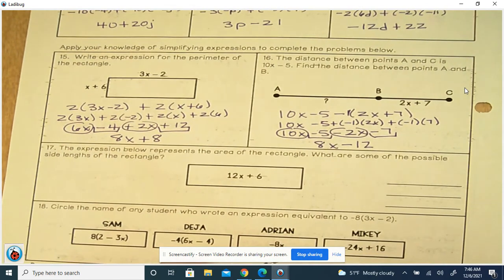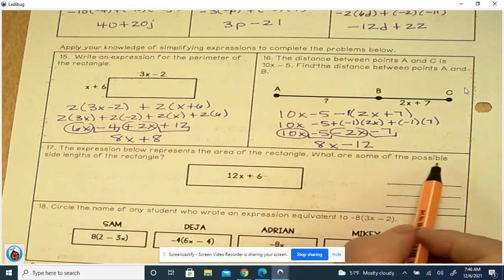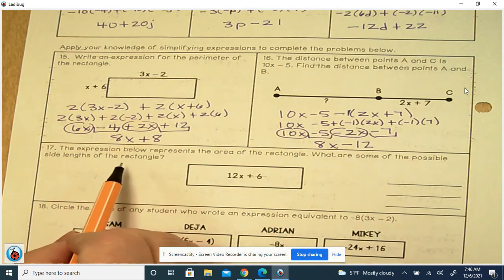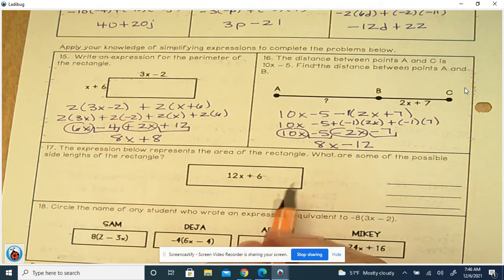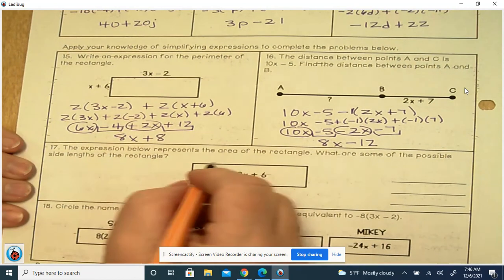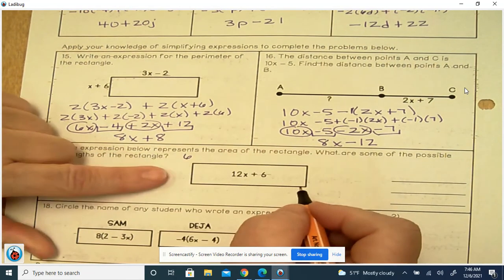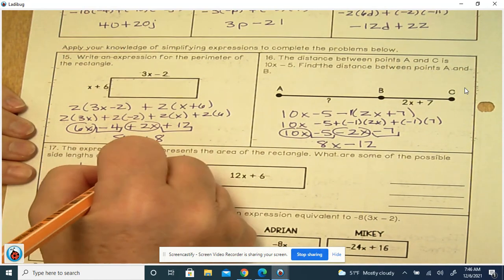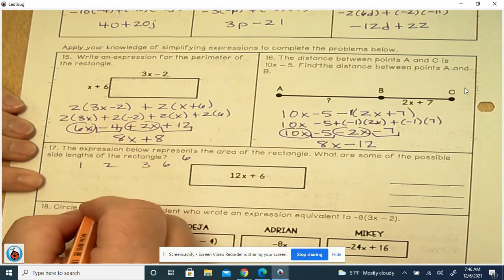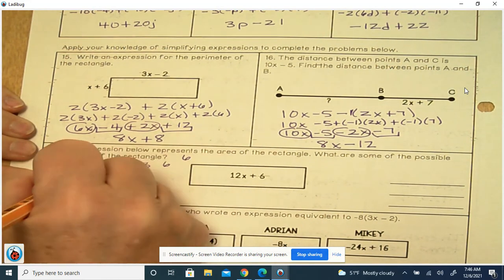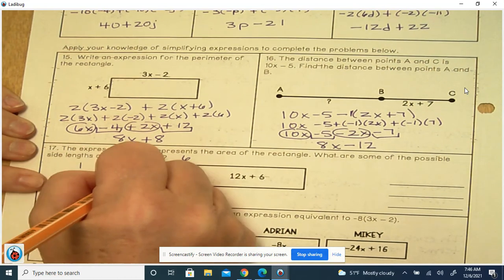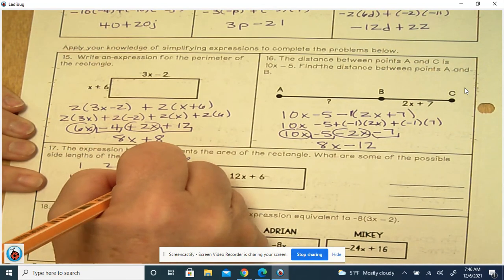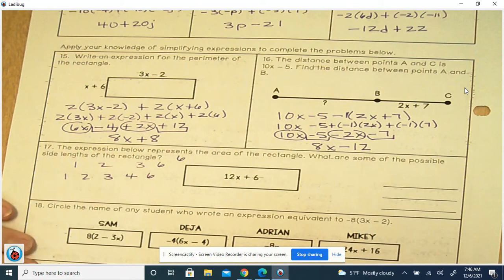The expression below represents the area of the rectangle. Find some of the possible side lengths of the rectangle. So some of the possible, let's see, we could take a 6 out of here. If we did the factors of 6, we got 1, 2, 3, and 6. And then we've got 1, 2, 3, 4, and 6 of 12.